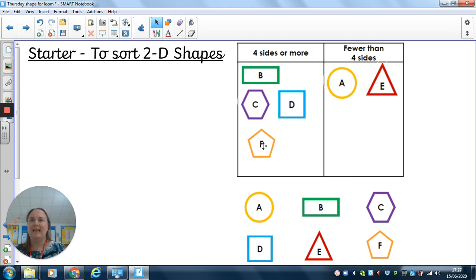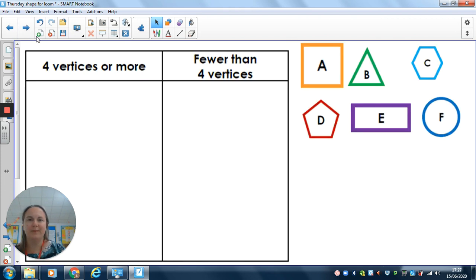Well done. Let's try another sorting one. So this time, it's not sides, it's vertices. And remember, vertices is a posh word for corners. So look at how many corners or vertices each shape has. So if the shape has 4 vertices or more, it's going to go in this box. If it has fewer than 4 vertices, so less than 4 corners, it's going to go in this box. So let's try A. Have a look at A, count how many vertices it has, and then point to which part of the table I should put it in.